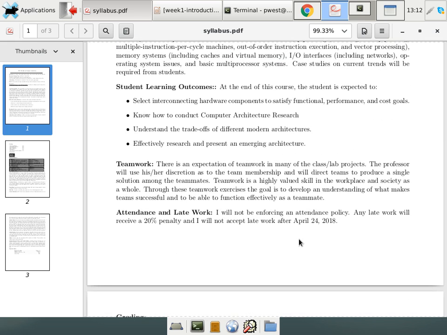Teamwork. Usually teamwork is encouraged, but in this class I don't foresee any teamwork coming up, so please make sure all your work is on your own.